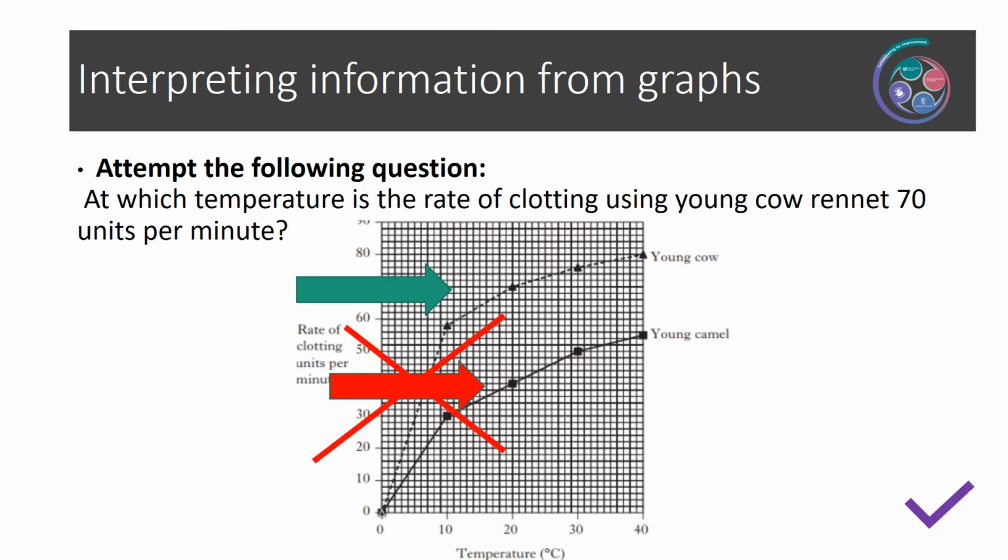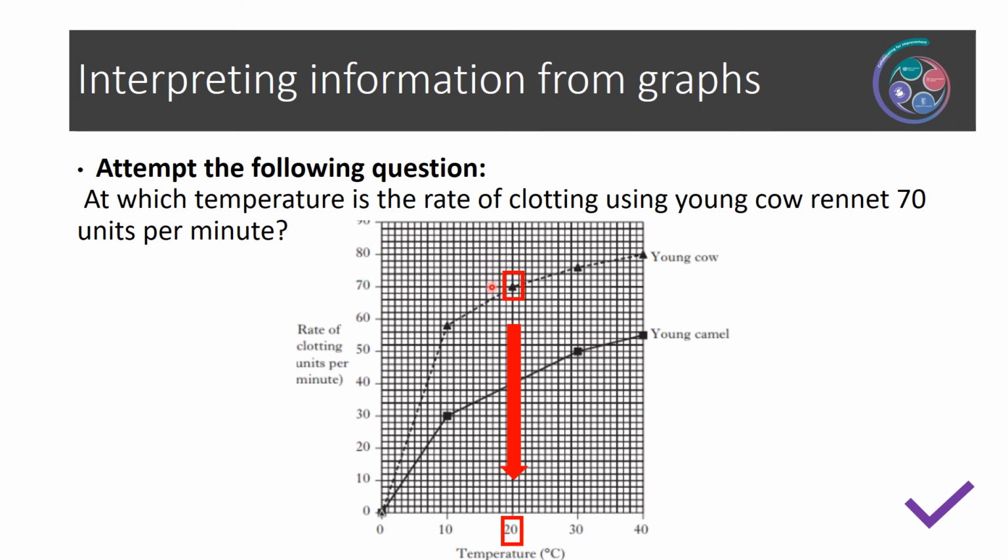Okay, so the first mistake you may have made is that you may have used this line here. Now, it is important to read all the information on a graph. So this line here was to do with the young camel, and this question asked about young cows. So this line here, we do not need to bother with at all. The solid black line, get rid of it. It's not important. The one that is important is this line here. Okay, so this line here is the important one, and we need to look at this one.